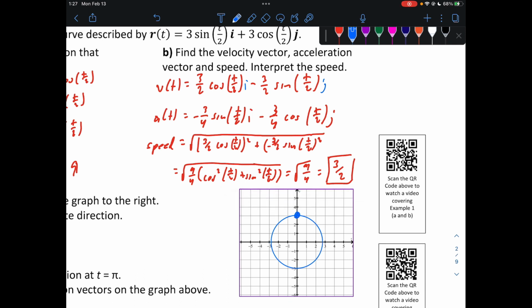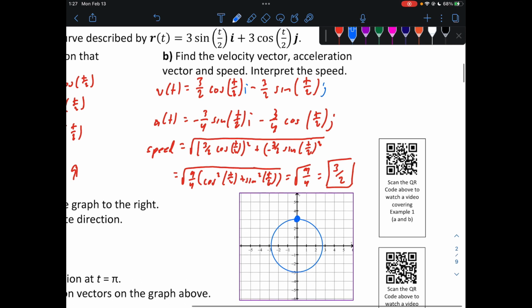All right, now the second point, let's pick another point. Let's pick pi for t. So 3 sine pi over 2 is 3 times 1, so 3. 3 cosine pi over 2 is 3 times 0, so 0. So this would be the next point that we just found right there, which means our direction of travel is going to be going this way.